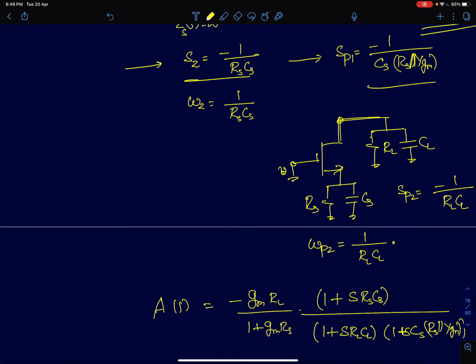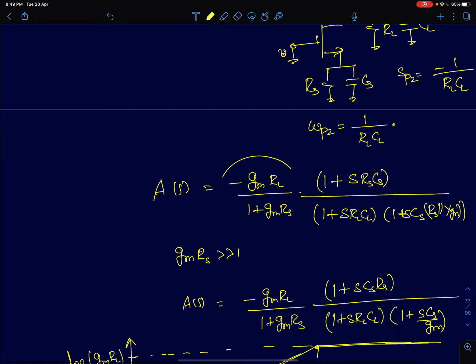So now we have all the poles and zeros. So this is your minus of Gm RL by 1 plus Gm Rs. The zero is at 1 plus S Rs Cs. Since it's a left half plane zero, I have written plus here. And we found the two poles. One pole is the output pole, which is 1 plus S RL CL. And the other term shows the pole where your short circuit transconductance blows up to infinity. And that also happens to be a pole in the system.